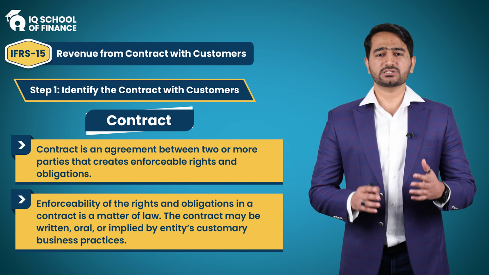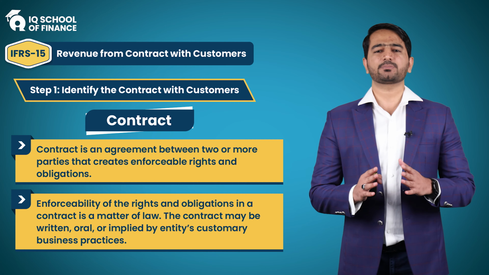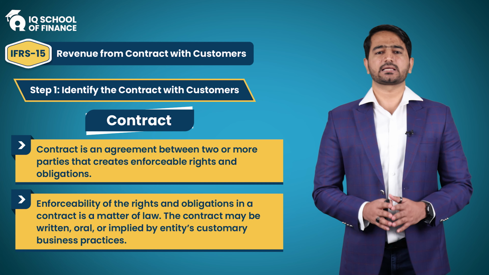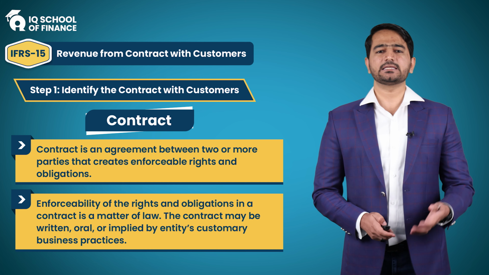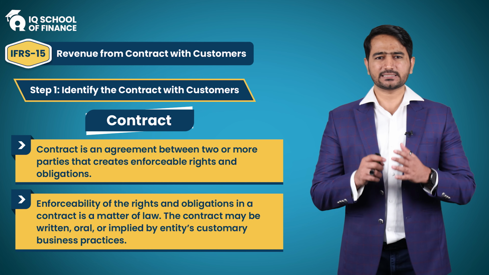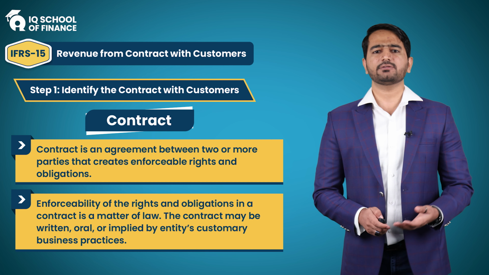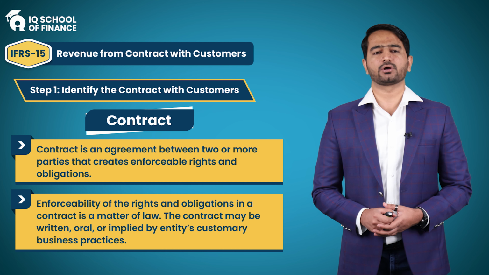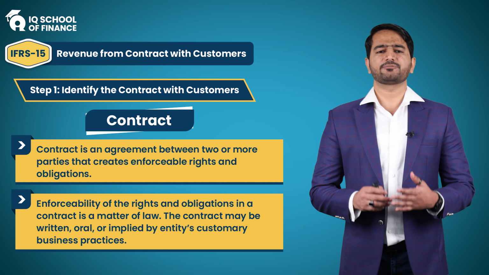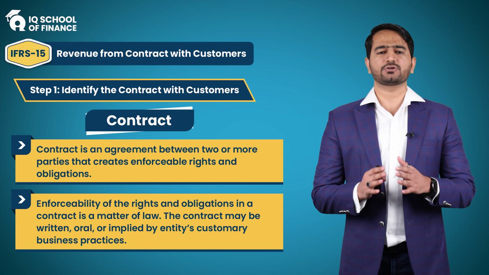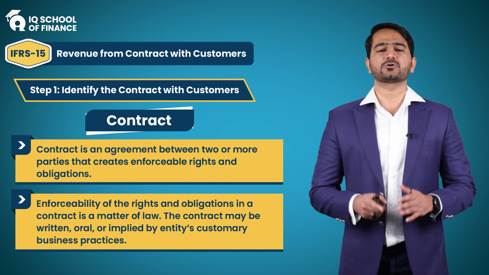But in order to establish an agreement as a contract under IFRS 15, it needs to fulfill some criteria, some attributes. Basically, IFRS 15 requires a contract to have 5 attributes. When these 5 criteria are present in an agreement, it will be considered a contract under IFRS 15, and then we will apply the later steps of the 5-step model. We will discuss these 5 criteria in some time, but for the time being, we have a simple definition of a contract: an agreement between two or more parties that creates enforceable rights and obligations.